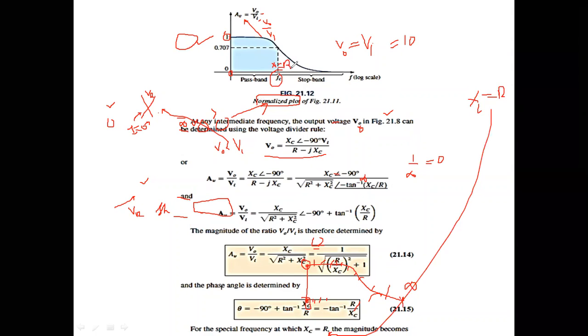At any intermediate frequency, for example at any frequency, V naught is equal to, by voltage divider rule. Let me type it first.